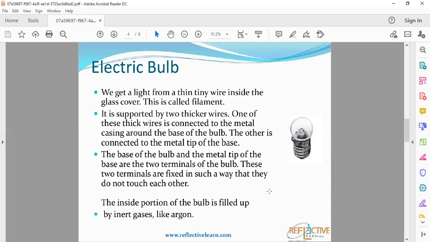So children, you have to remember that an electric bulb has a tiny wire inside it, which is known as a filament, and the bulb has two terminals. Again, one is positive and the other is negative, and the gas present inside the bulb is argon gas. This is an inert gas. I will discuss later what we mean by inert gases. So for today, I have discussed only these two points: what electricity is, where it comes from, and the two components. First, we discussed the electric cell, and second, the electric bulb.